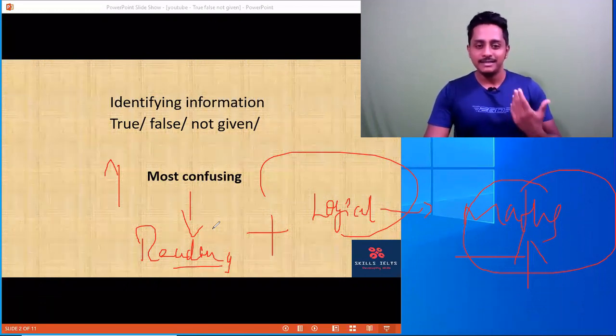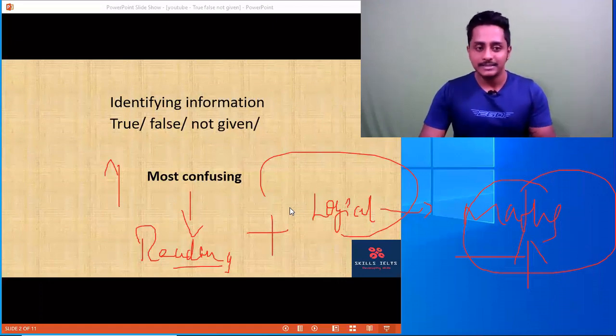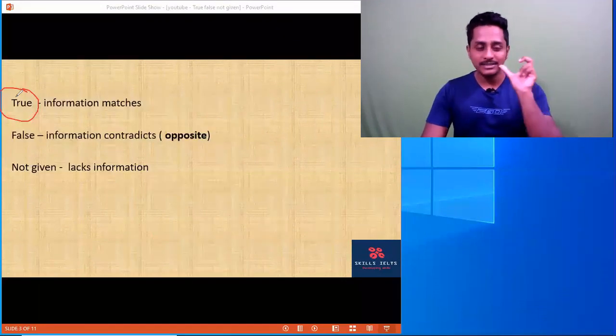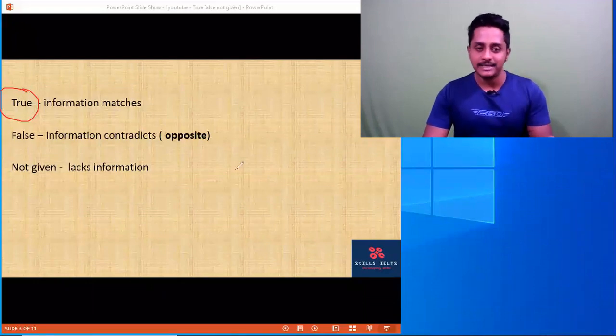All right, so let's start with it. I'll just give you an example. Well, before that, True. If you're supposed to say the answer is True, that means whatever statement is given exactly matches the information.